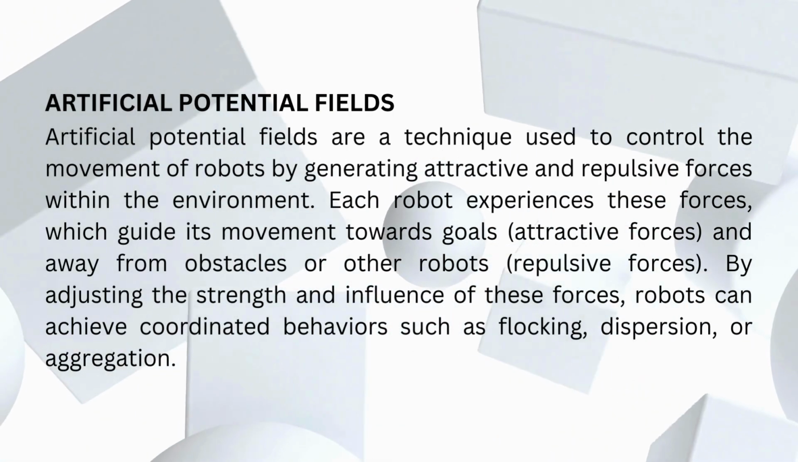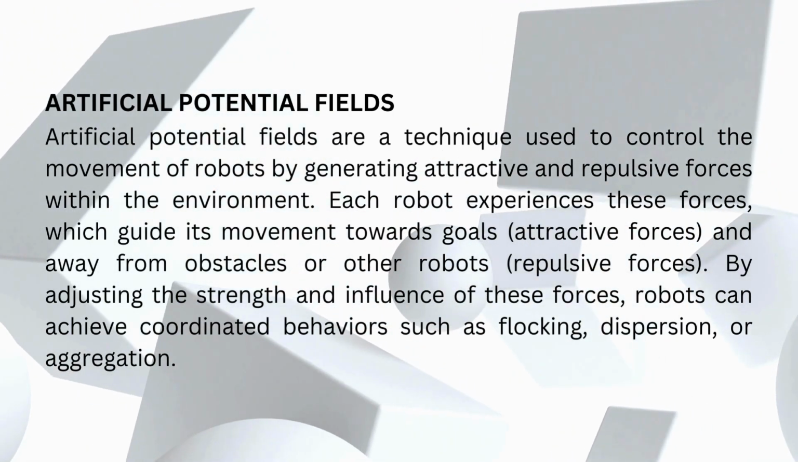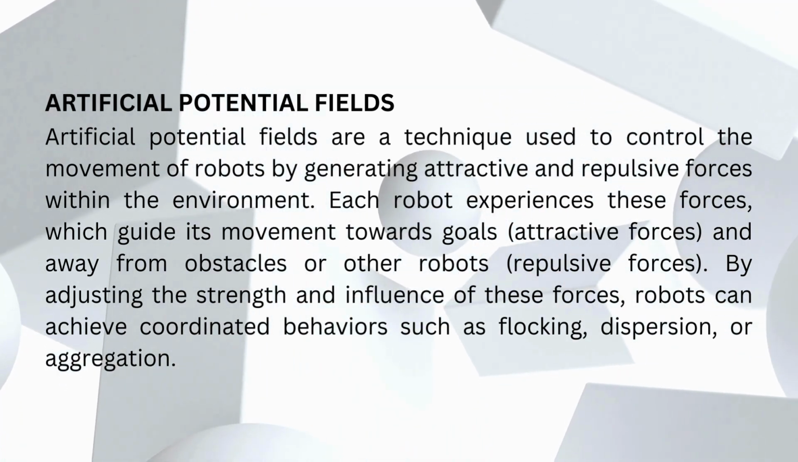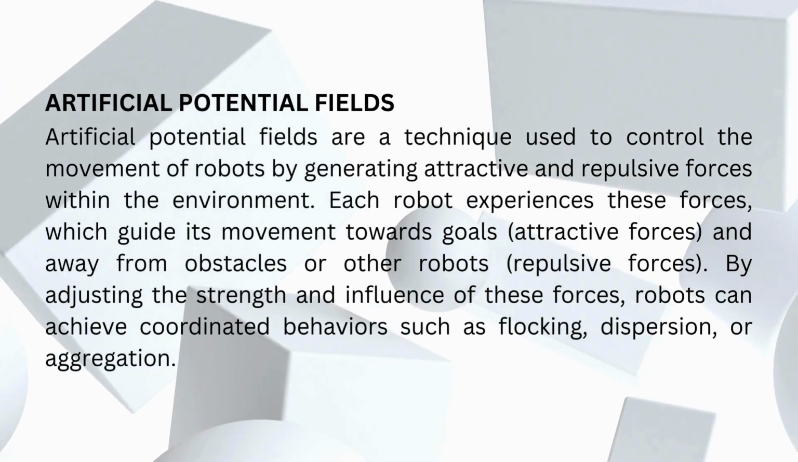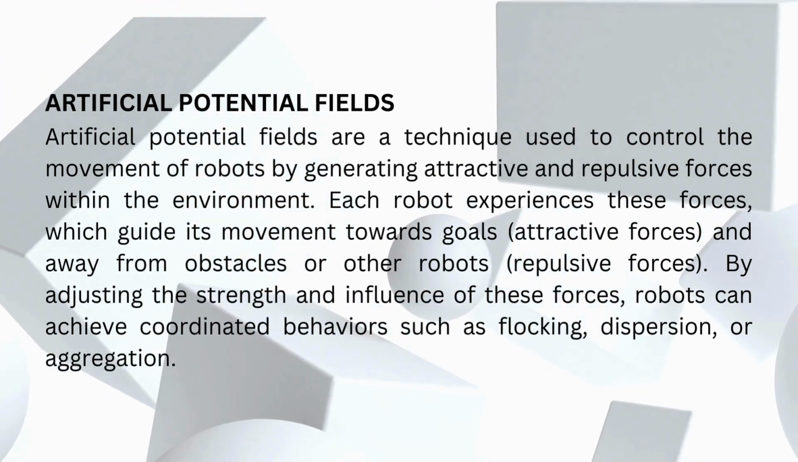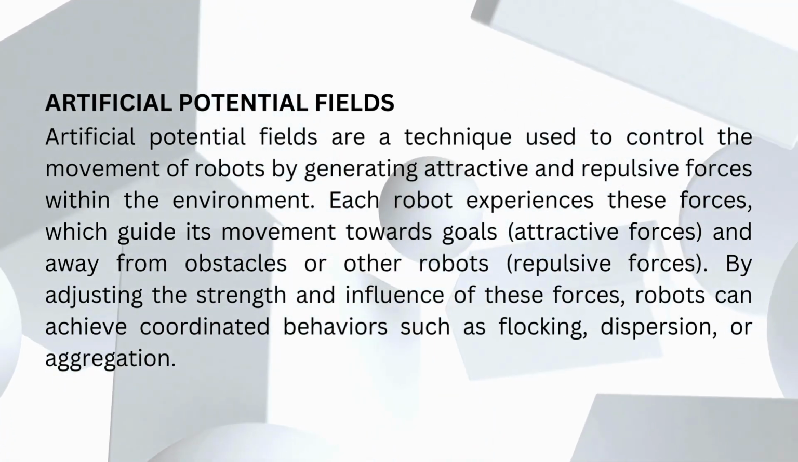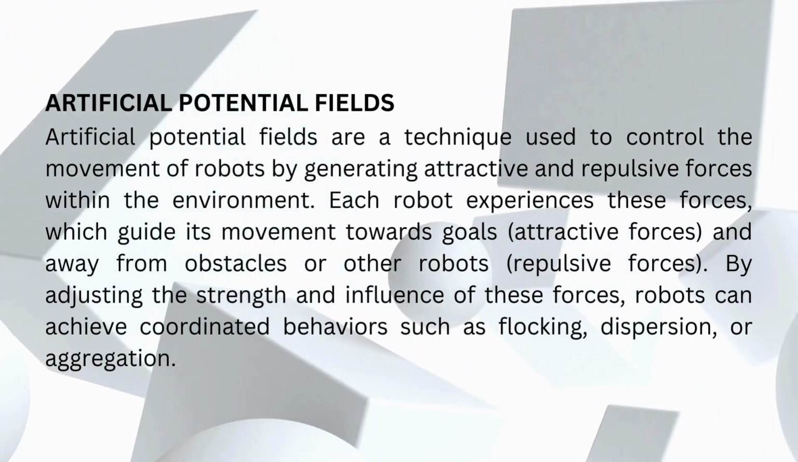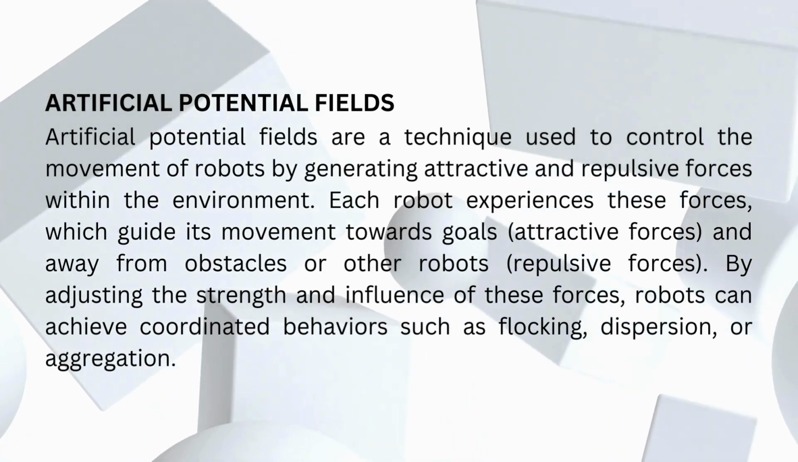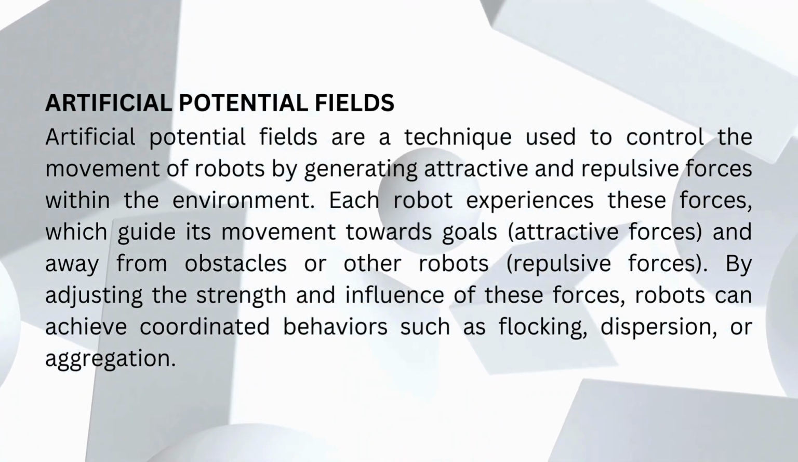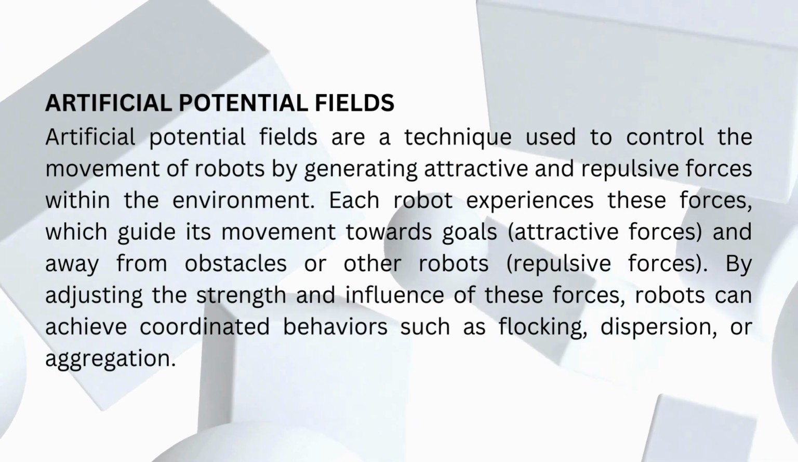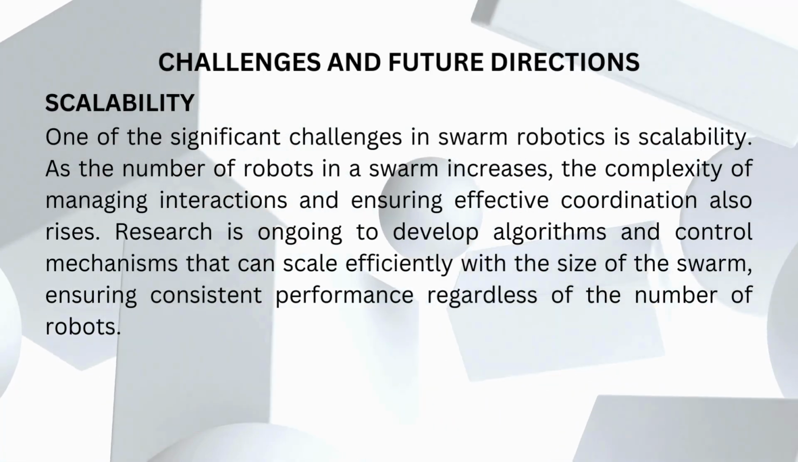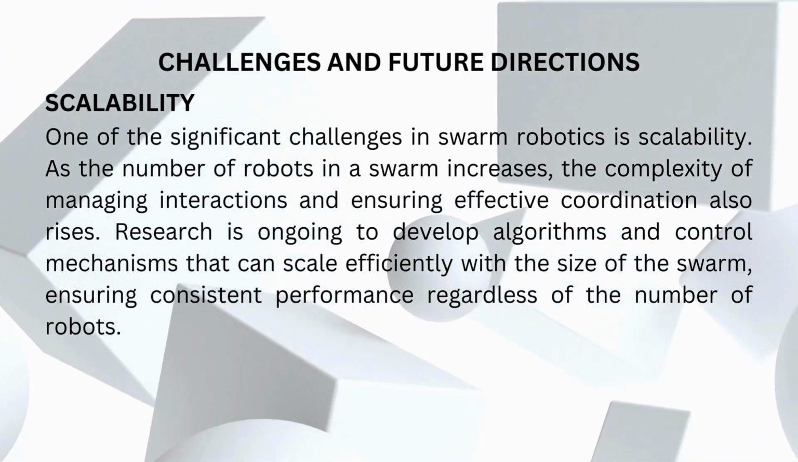Artificial potential fields. Artificial potential fields are a technique used to control the movement of robots by generating attractive and repulsive forces within the environment. Each robot experiences these forces, which guide its movement towards goals, attractive forces, and away from obstacles or other robots, repulsive forces. By adjusting the strength and influence of these forces, robots can achieve coordinated behaviors such as flocking, dispersion, or aggregation. Challenges and future directions.